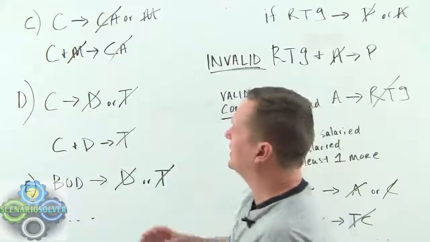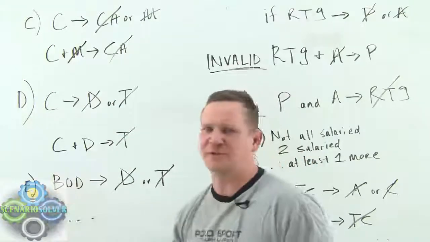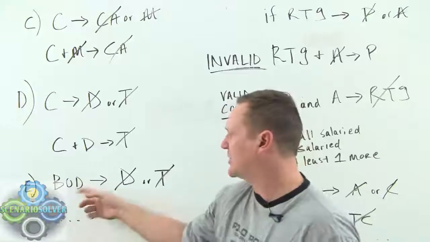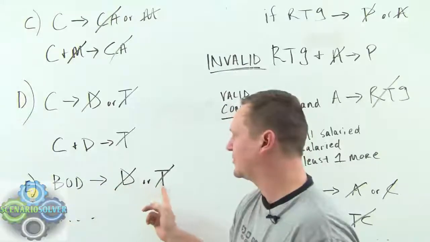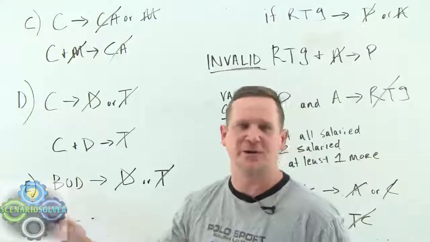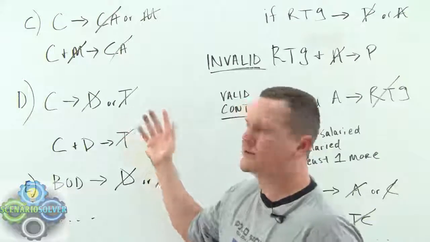Well, let me start from the bottom and go up. E should be very easy. We have the same structure. If you're the BOD, then you're not D or you're not T, but then it starts talking about numbers, so it's absolutely out. It should be able to be tossed very easily. So we're down to just C and D.